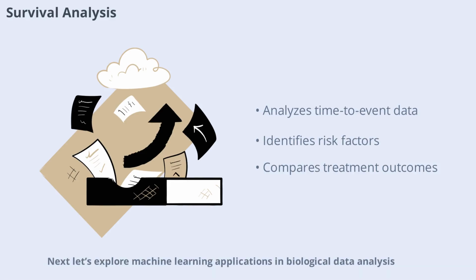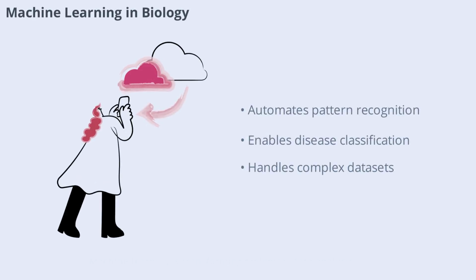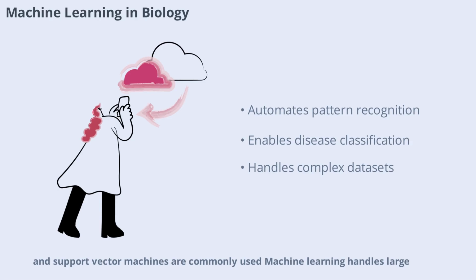Next, let's explore machine learning applications in biological data analysis. Machine learning is transforming biological data analysis by enabling automated pattern recognition and prediction. Applications include disease classification, biomarker discovery, and image analysis. Algorithms like random forests, neural networks, and support vector machines are commonly used. Machine learning handles large, complex datasets and uncovers insights that traditional methods might miss.